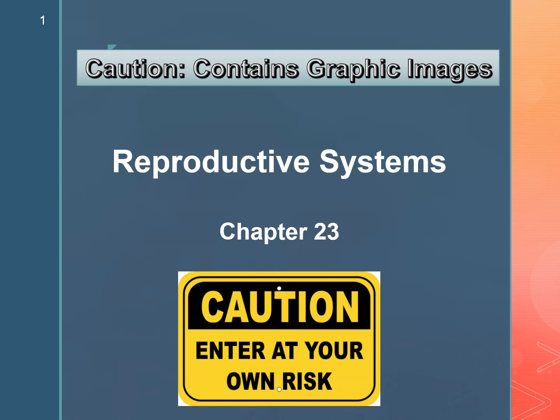Hi everyone, today I'm going to be discussing Chapter 23, the reproductive system. So here our goal is to discuss sexual reproduction, take a look at both male and female reproductive systems and their associated disorders, and then we'll finish up with a discussion regarding sexually transmitted diseases.